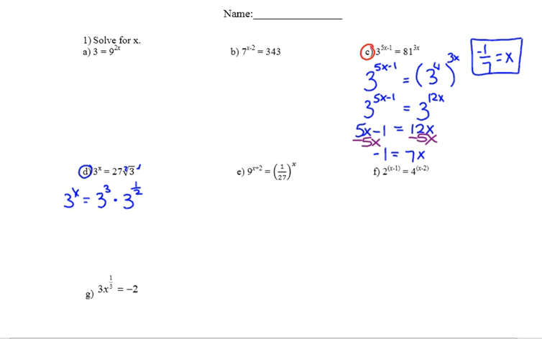Now what exponent law are we going to use next? For multiplication, what do we do with our powers? Add them. We can make it a decimal if you like. So with the same base being multiplied, we add our exponents. 3 plus 1/2 is 3.5. So therefore, what's x equal to? 3.5. When we have the same bases being multiplied, we add the exponents. Okay?